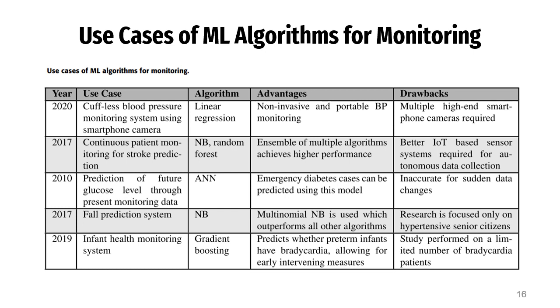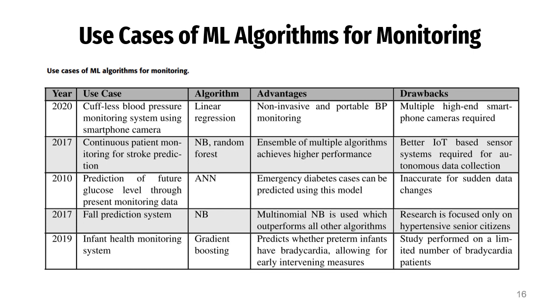And in the year 2017, we have continuous patient monitoring for stroke prediction. The algorithm that they used was random forest. The advantage is that samples of multiple algorithms achieve higher performance. The drawback is that a better IoT-based sensor system was required for autonomous data collection, which at that time had not been developed.